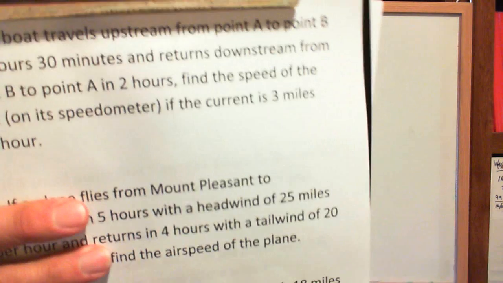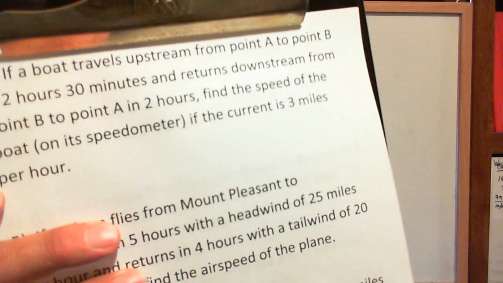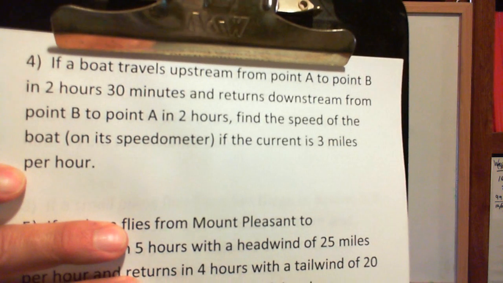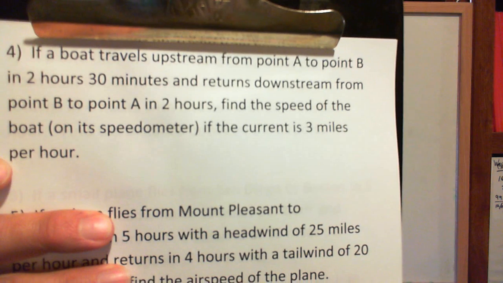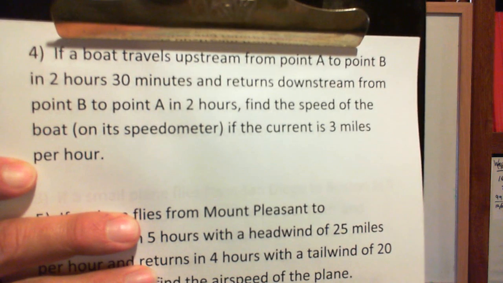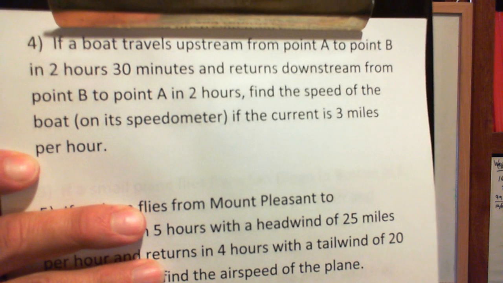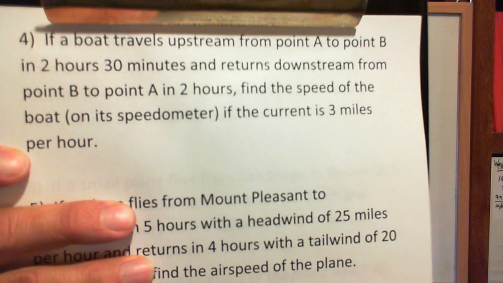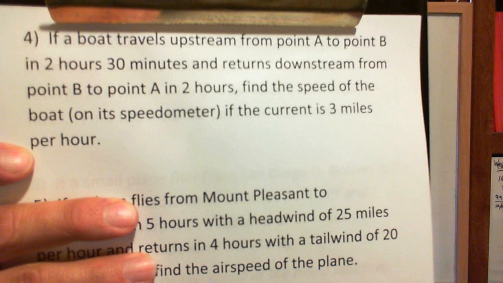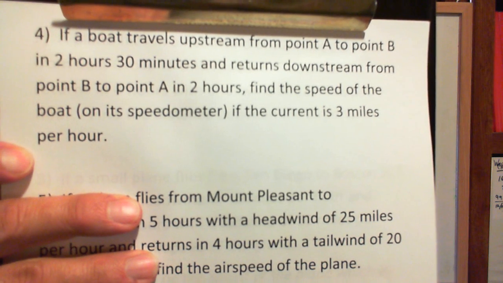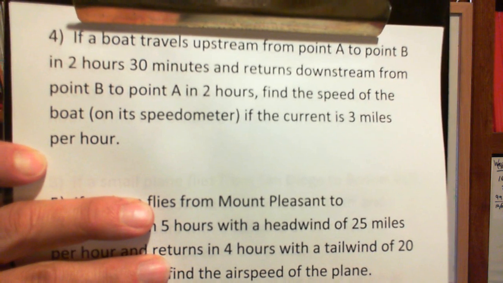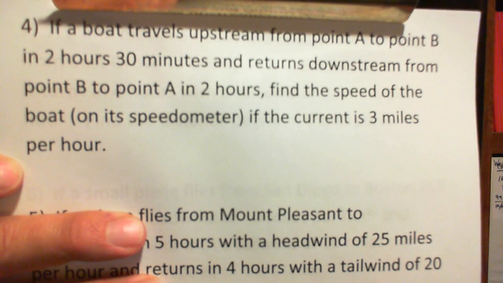Number 4. Okay. So number 4 says, a little hard to do this. Okay. If a boat travels upstream from point A to point B in 2 hours, 30 minutes, and returns downstream from point B to point A in 2 hours. Okay. Find the speed of the boat on its speedometer if the current is 3 miles per hour.